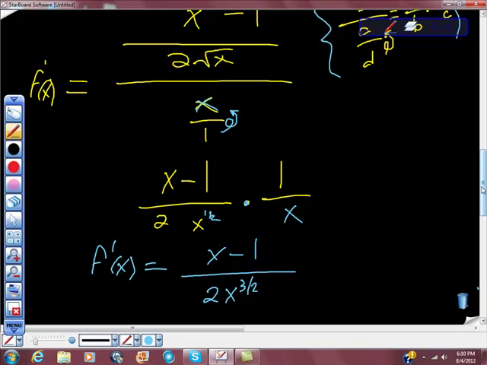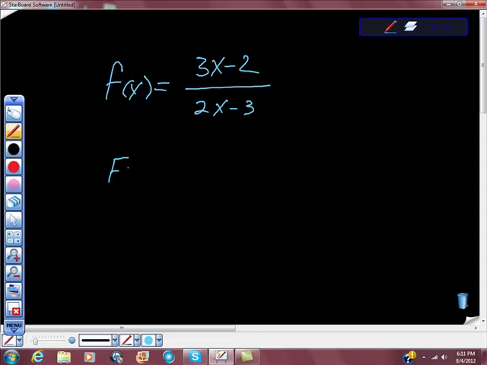So let's let that be your practice here. The problem that I'd like you to work on next is this one. You're going to be really annoyed that we didn't do this one first because it's really easy. But work on this one because I want to talk about this tomorrow. So it's 3x minus 2 over 2x minus 3. Find f prime at x.